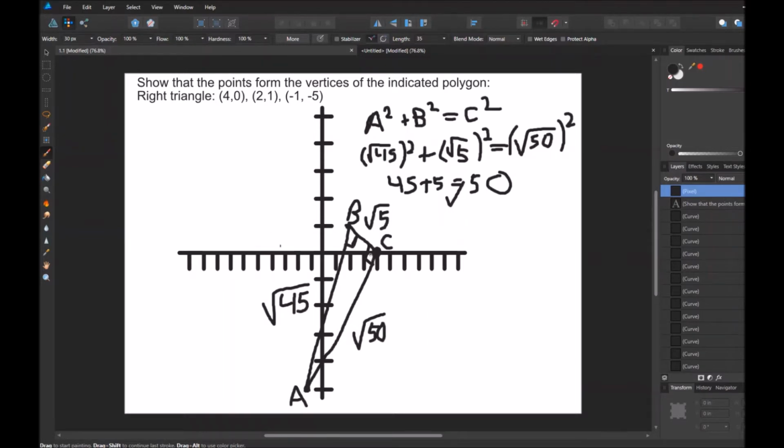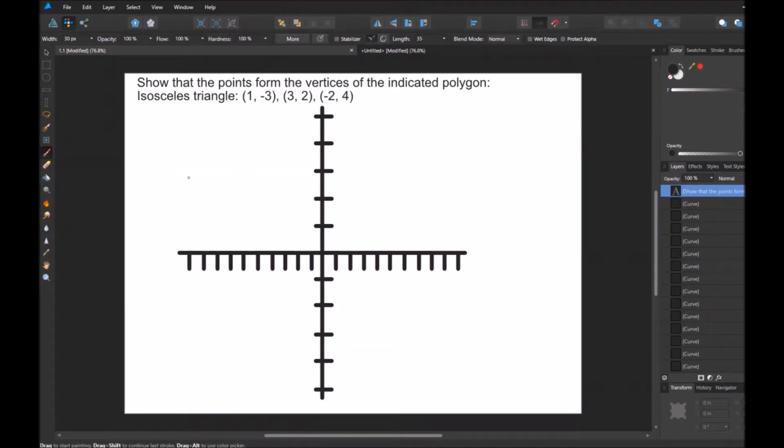This was meant to be kind of just a rough sketch to give you an idea of what we're trying to do here. Okay, so in this next question we're asked again to show that the points form the vertices of the indicated polygon, and the polygon is an isosceles triangle. And what that means, if you don't know, is that two sides of the triangle are equal in length. So the points we are given are 1, negative 3, 3, 2, and negative 2, 4.